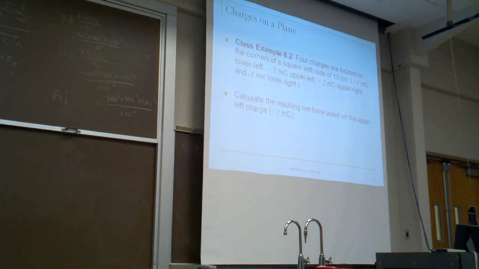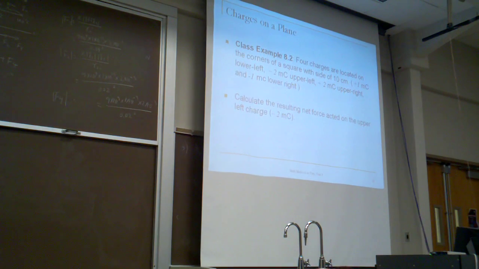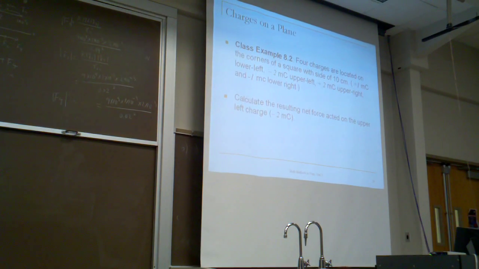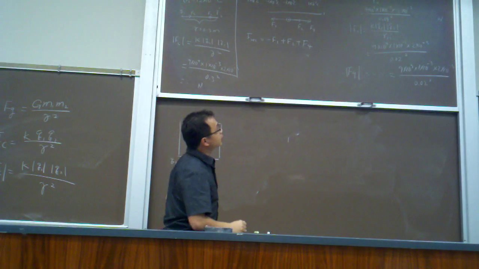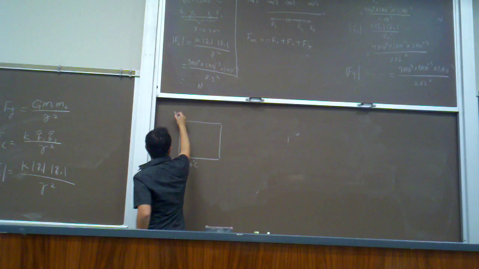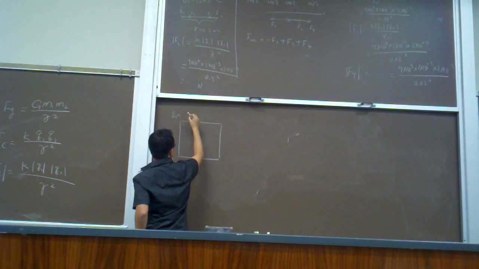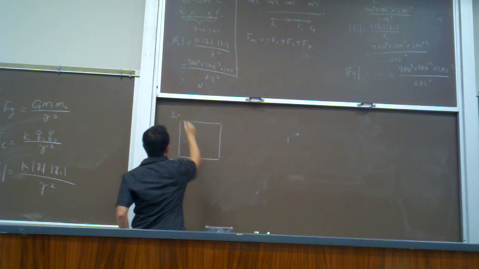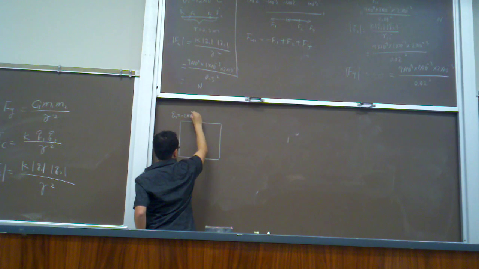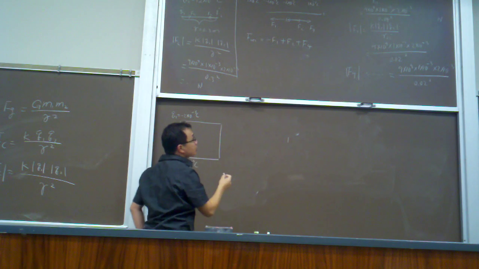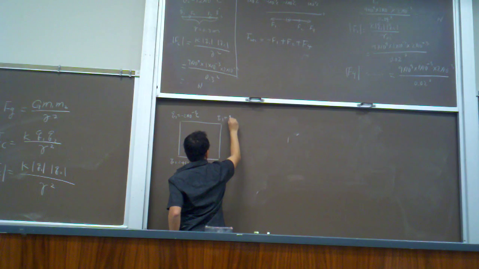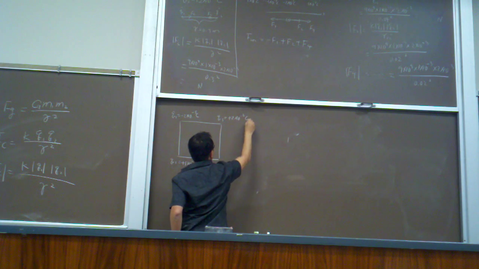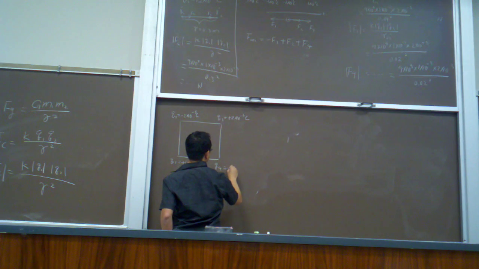So here, Q1 equals positive 1 times 10 to the power of negative 3. And Q2 is upper left, so Q2 equals negative 2, times 10 to the power of negative 3. And Q3, upper right, positive 2. How about Q4? Negative 1.